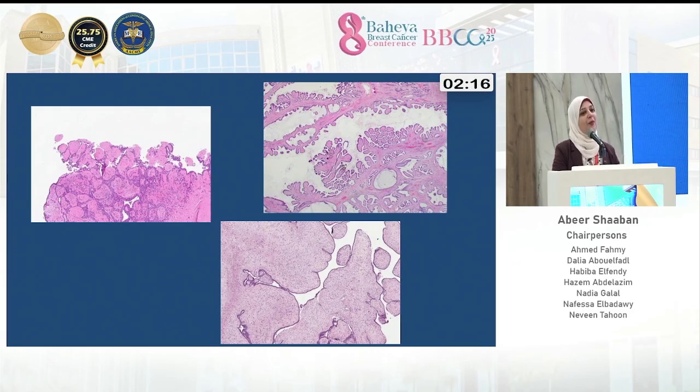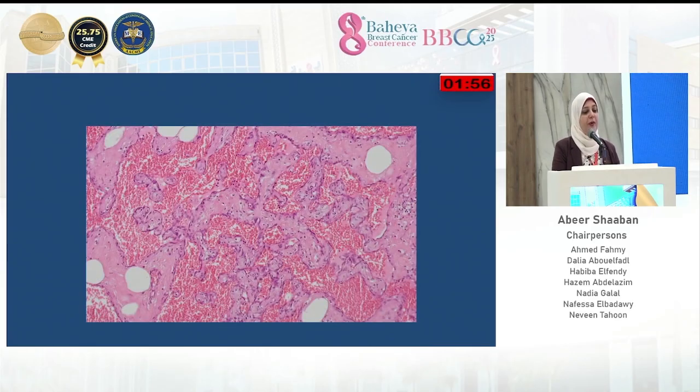And we had examples that were really difficult to separate. It's important to get it right because intraduct papilloma would be B3 for VAE, but if we call it fibroadenoma, that's B2, nothing will be done. So they can really look papillary, particularly if you hit these areas. Keep it in mind. So, fibroepithelial lesion.